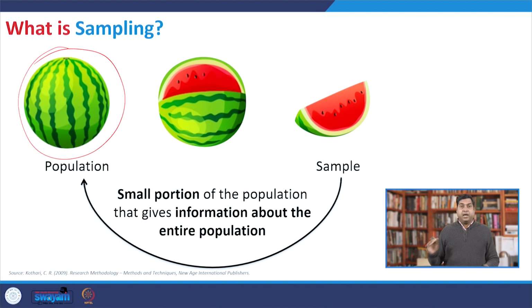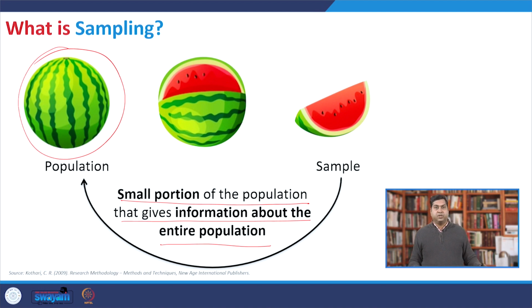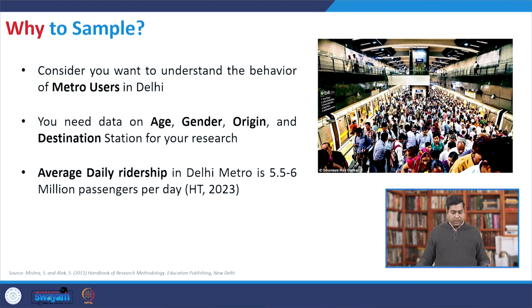But at the same time, many times you don't have faith in the word that the seller is telling. So in that case, we always ask, okay, can you show it? Then the seller takes a chunk of it and shows that, okay, this is as per your requirement, it is quite red, and then you can trust that if this is red, the entire watermelon will be red. So this is the way that a small portion of the population that gives information about the entire population is basically the sample, right? So let us go ahead with that.